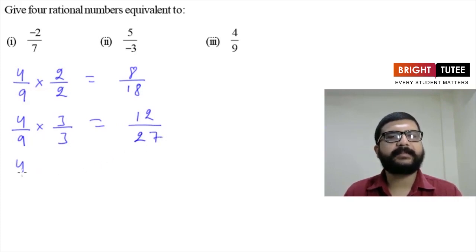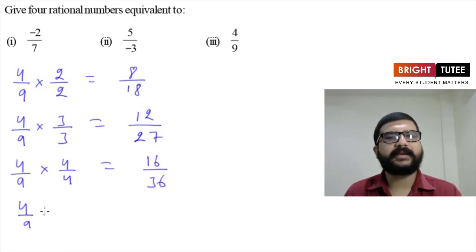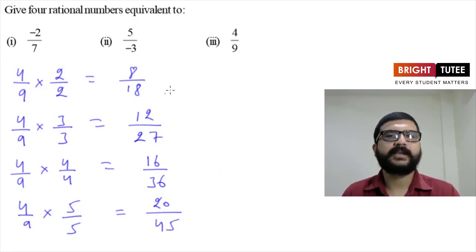The next number will be 4 upon 9 into 4 upon 4. This is 16 upon 36. Now 4 upon 9 into 5 upon 5. This will give us 20 upon 9 into 5 is 45. Now these are the 4 rational numbers which are equivalent to 4 upon 9.